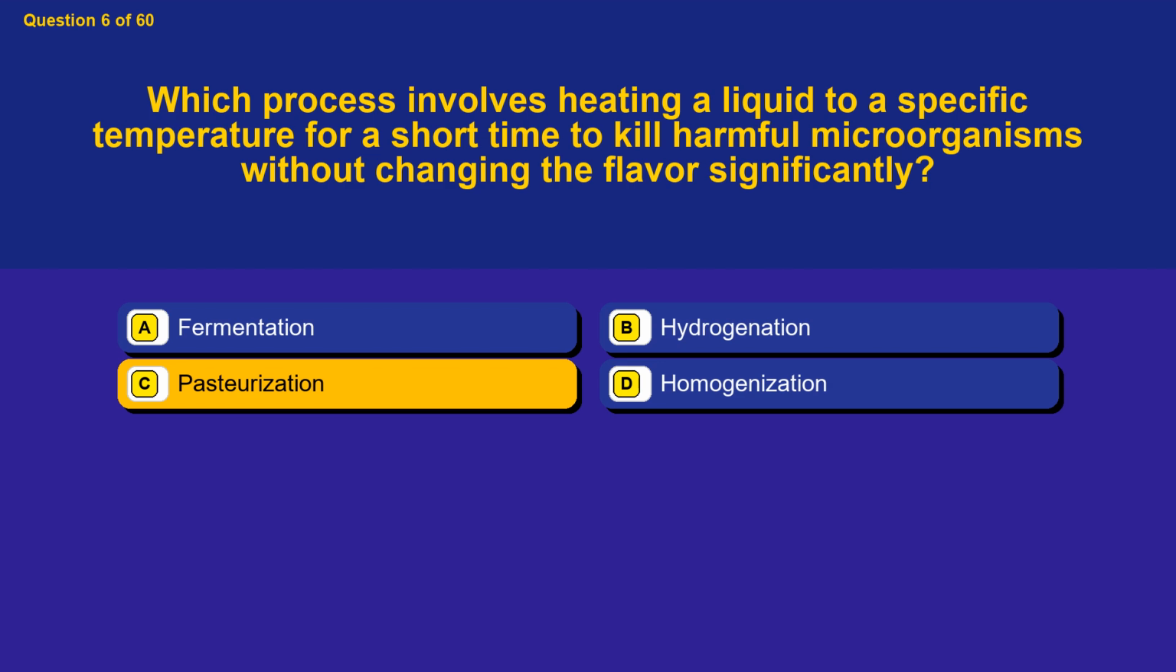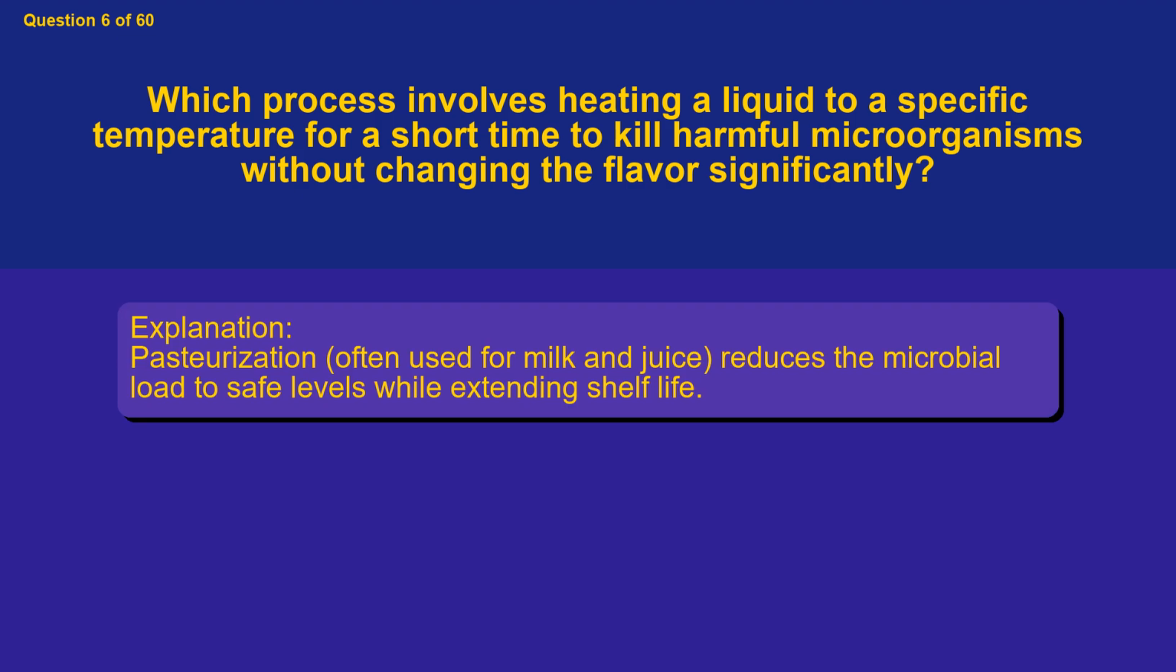The correct answer is option C, pasteurization. Pasteurization, often used for milk and juice, reduces the microbial load to safe levels while extending shelf life.